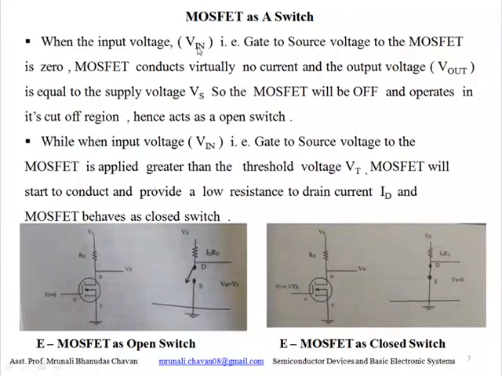First, when input voltage Vin or Vi here, that is gate to source voltage to the MOSFET, is 0, the MOSFET conducts virtually no current.